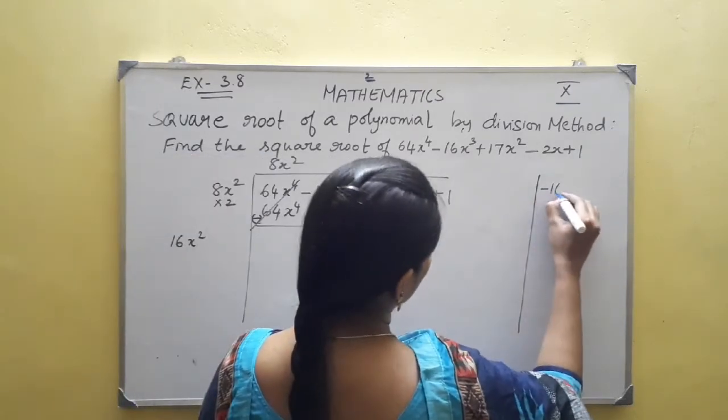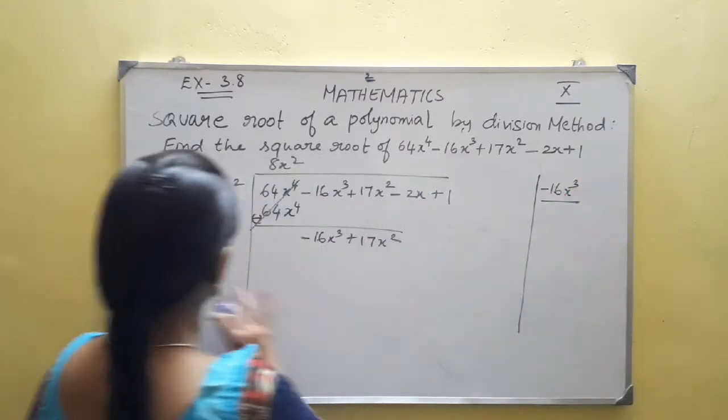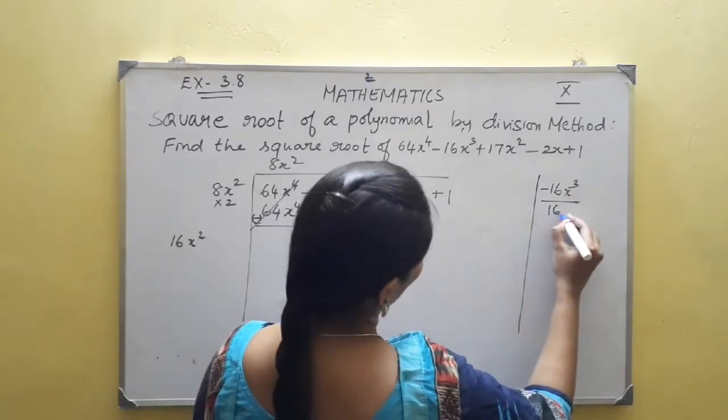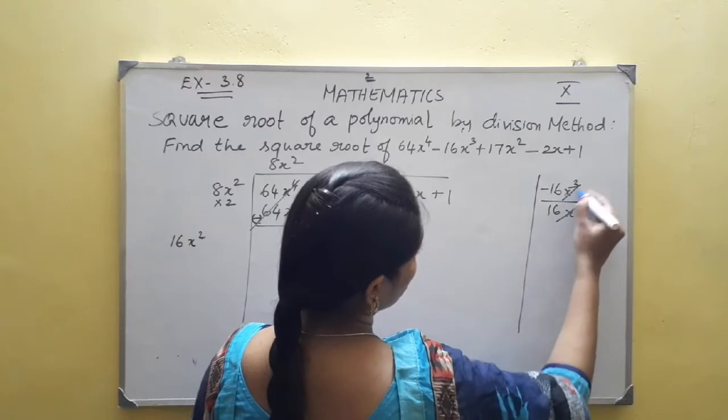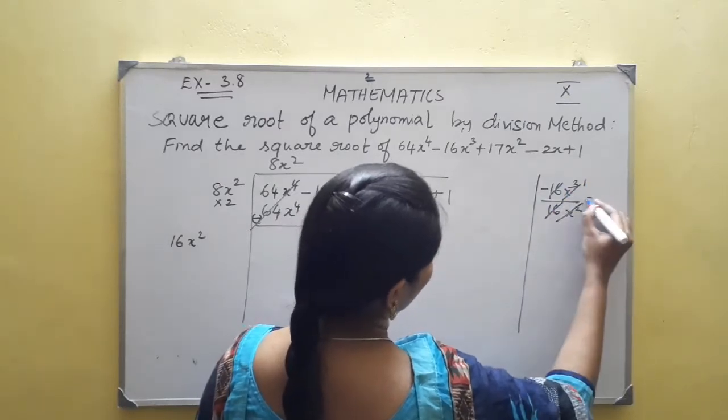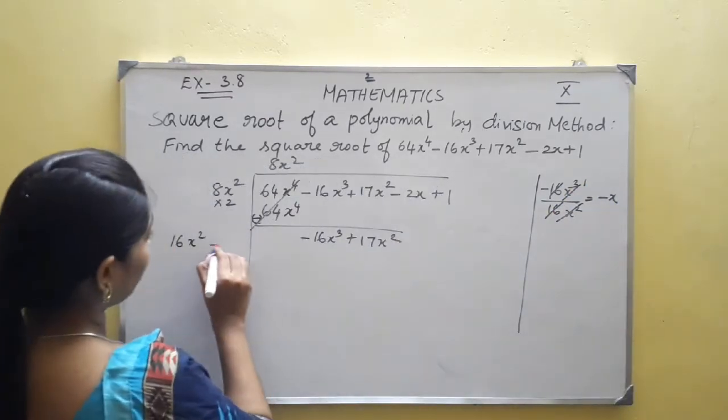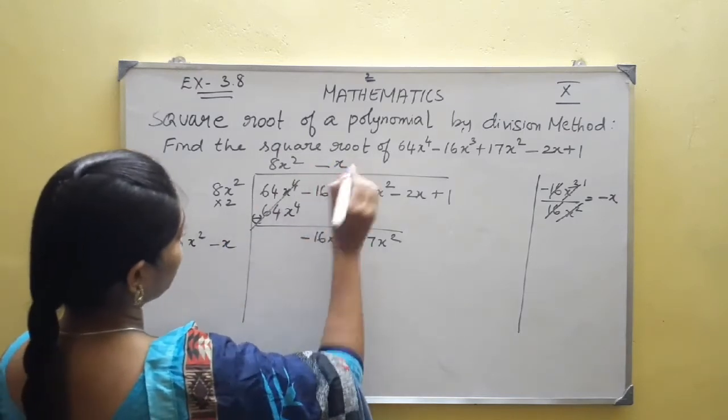Consider this minus 16x cube. Divide this by 16x square. So here x into x into x, here only x into x. So one more x is remaining. 16 gets cancelled, minus x. So here you want to write minus x.